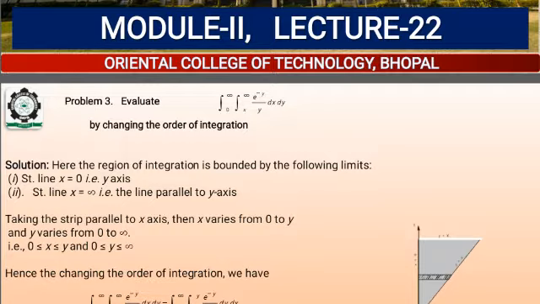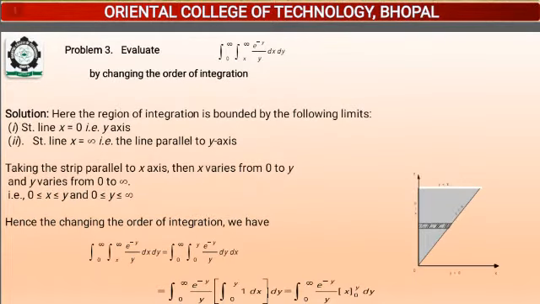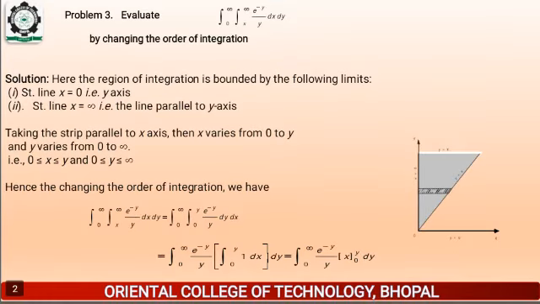Solution. Here the region of integration is bounded by the limits: straight line x equal to 0, that is the y axis; straight line x equal to infinity, that is the line parallel to y axis; straight line y equal to x, that is the line passing through the origin and making an angle 45 degrees from the x axis; and y equal to infinity, that is the line parallel to x axis. This is the graph of the following limits.